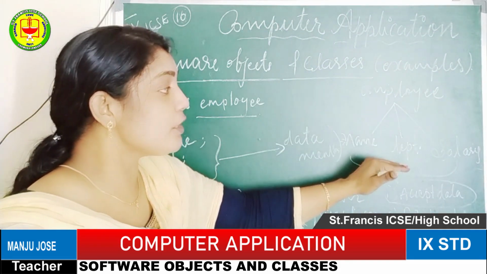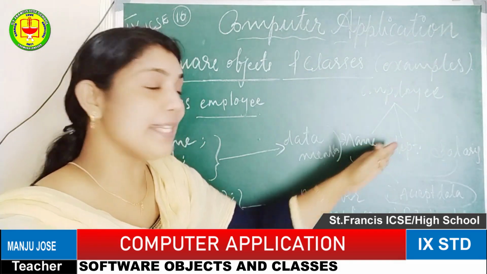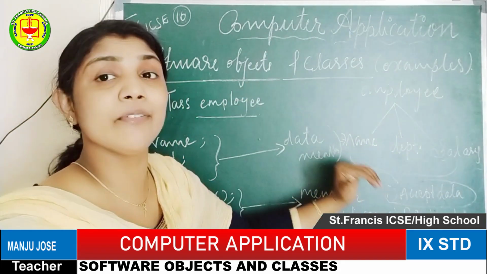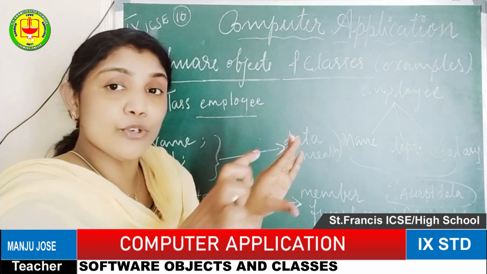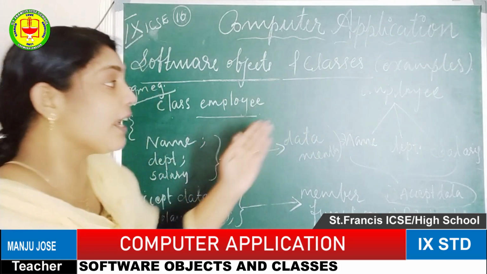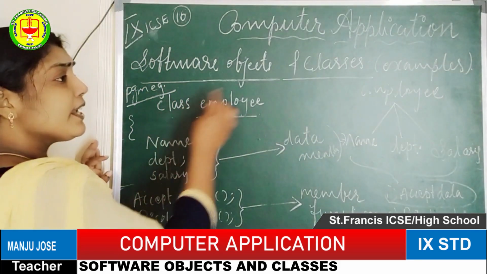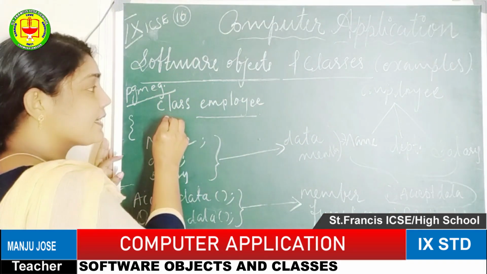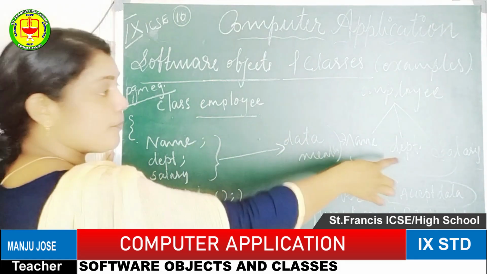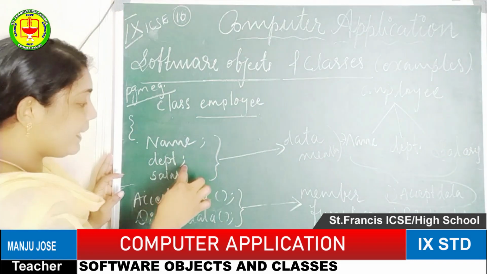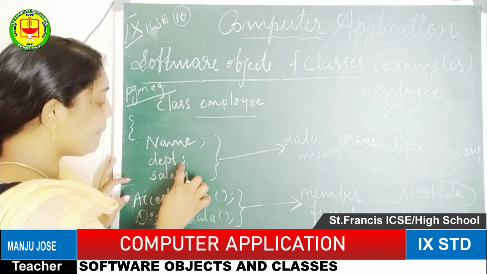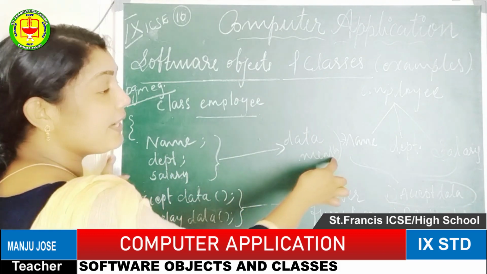Below that, what are the objects we are given? Maybe it is a variable, or data members, or functions. Whatever things we are giving, that is called an object. So we should classify which is the class and which are the objects. Here, employee we are considering as a class, and below that we are giving the different objects. The first object will be name, the next will be department, then salary. These name, department, salary are called data members.